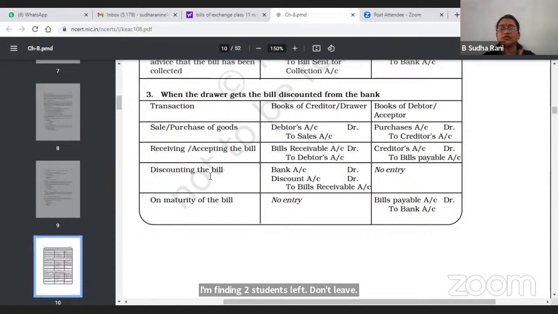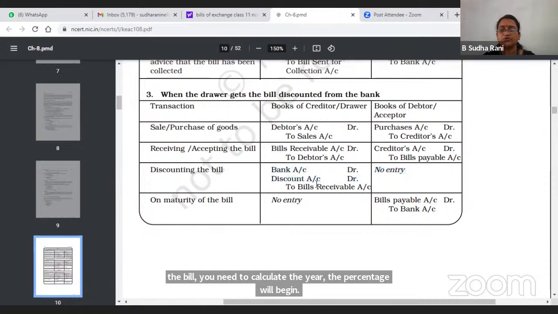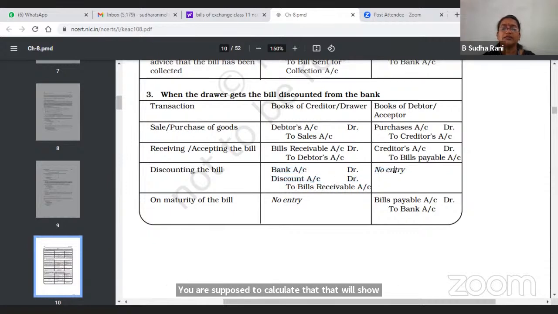So discounting the bill: the date of discounting the bill, you need to calculate here; the percentage will be given. You are supposed to calculate that. The drawee is in no way connected here, so no entry will come. The next entry will be only on the date of maturity, that is, when the bill matured. On the date of maturity, we will enter the transaction.